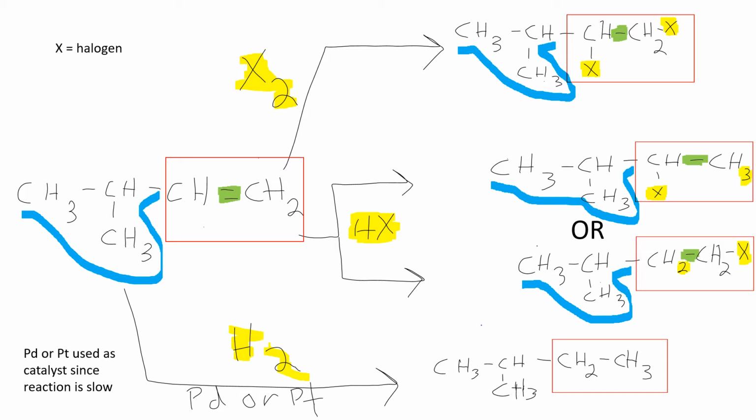Now this hydrogenation happens very, very slowly. The first two that we talked about across the top and the middle, the halogenation and the hydrohalogenation, happen really quickly. The reaction across the bottom is very, very slow. Because that reaction is very slow, we have to speed it up for it to be practically useful. Boxed in purple is what's happening in this reaction. Sometimes you have to add in something else just to speed up the reaction. Often palladium or platinum is used as a catalyst since this reaction is so slow.